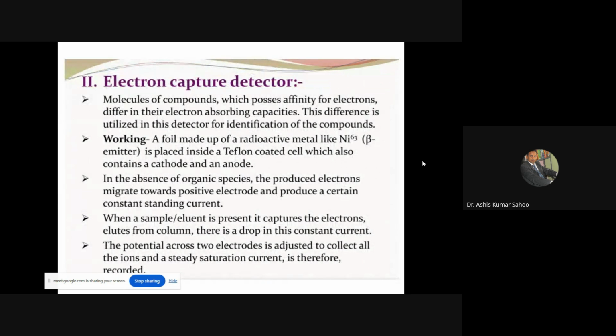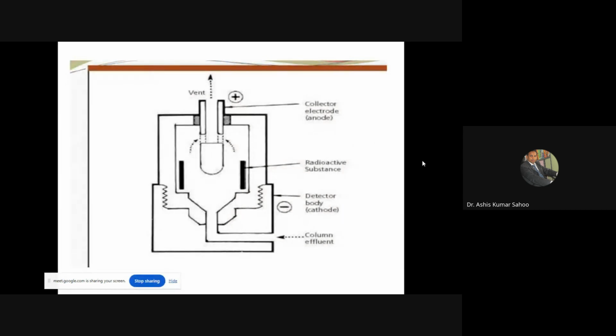Electron capture detector: molecules of compounds which possess affinity for electrons differ in their electron absorbing capacity. A coil made of a radioactive metal like nickel is placed inside a Teflon coated cell. So these are the characteristics of the electron capture detector. So this is the mechanism of gas liquid chromatography.